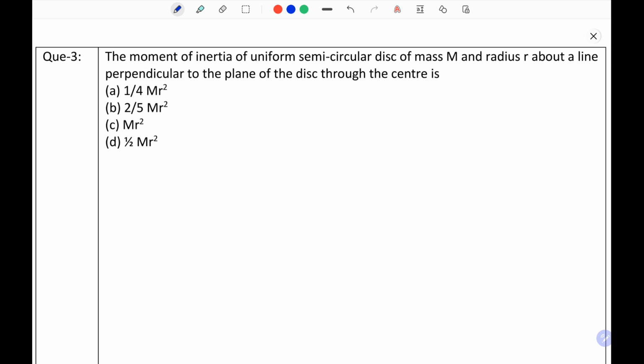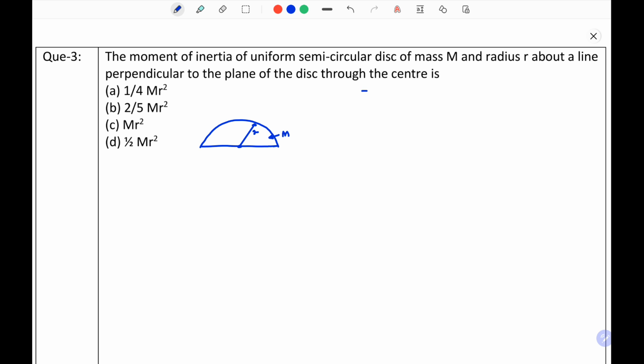Third question is, the moment of inertia of a uniform semicircular disk of mass M and radius r about a line perpendicular to the plane of the disk through the center is. It is given that the semicircular disk has the mass capital M and radius small r.